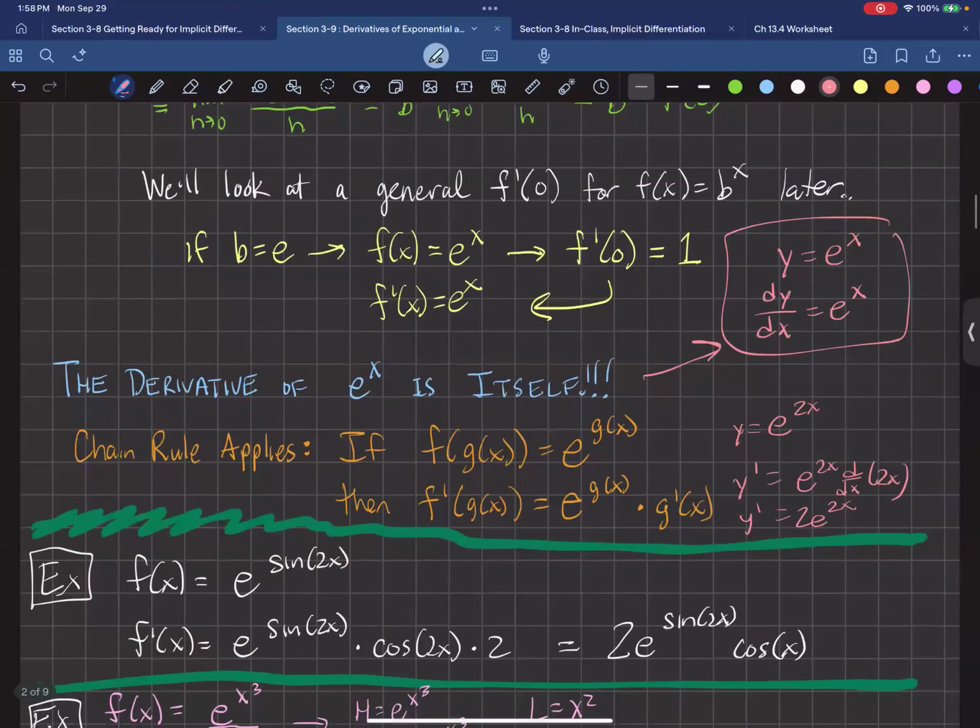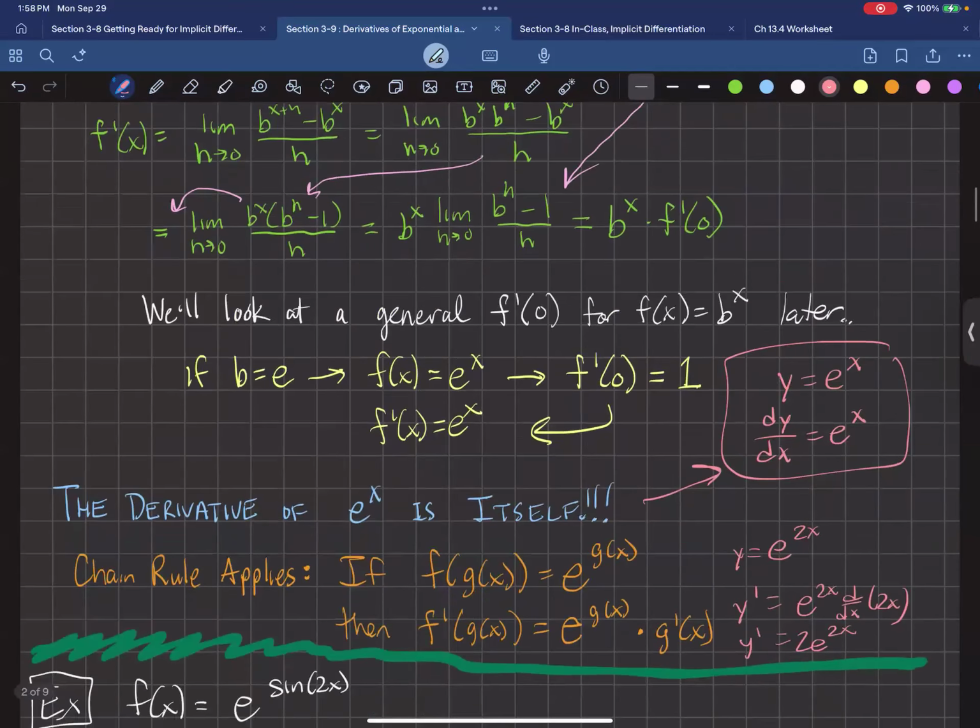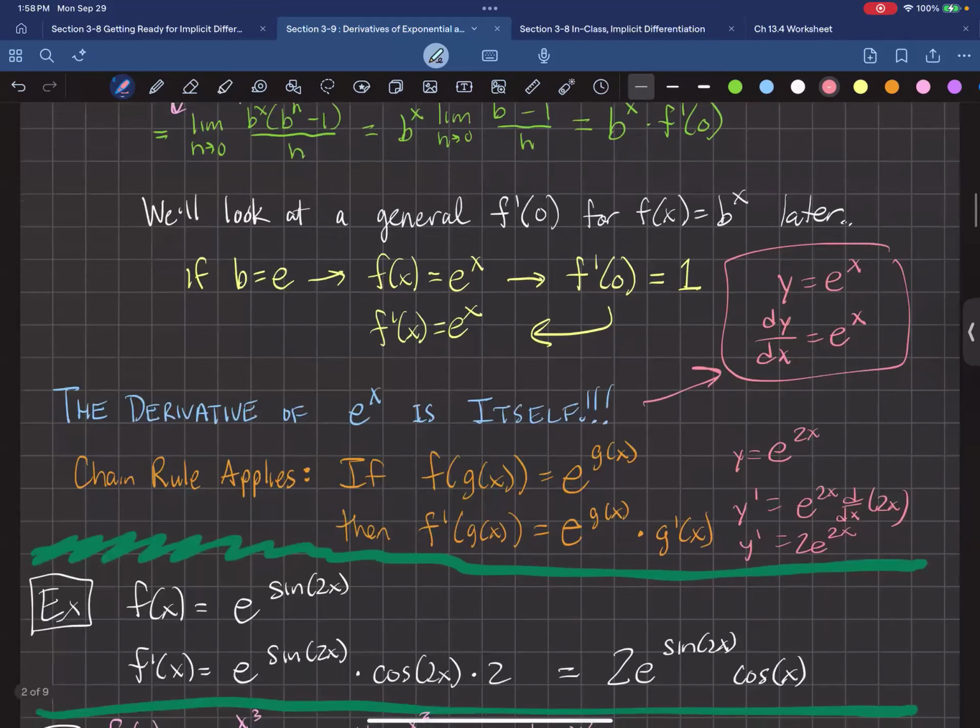All right. Let's check this out. We're doing something else up top. F of x equals e to the sine of 2x. So when you take the derivative, you have the original function, f prime of x equals e to the sine 2x. Then we use the chain rule. So the derivative of sine 2x is cosine 2x times 2, and it condenses down like that.